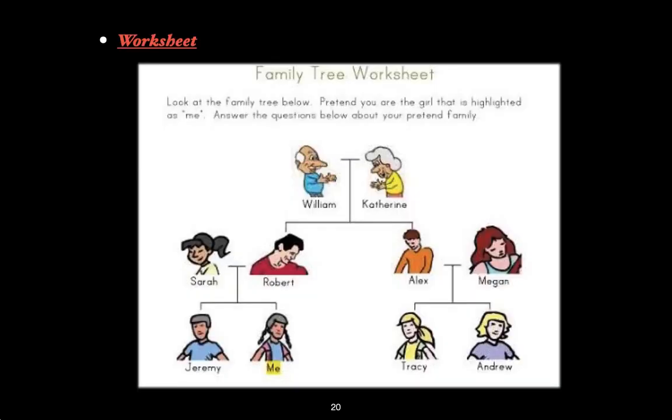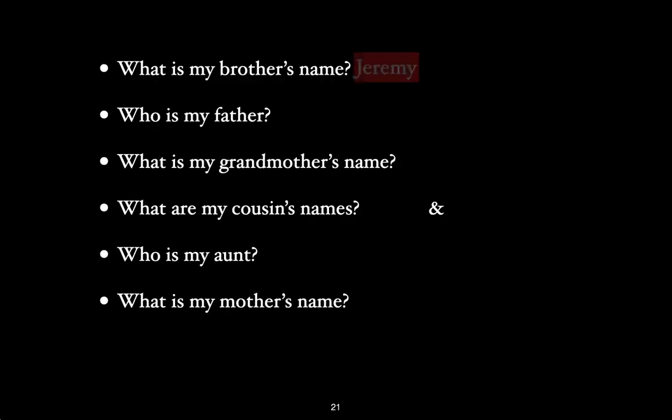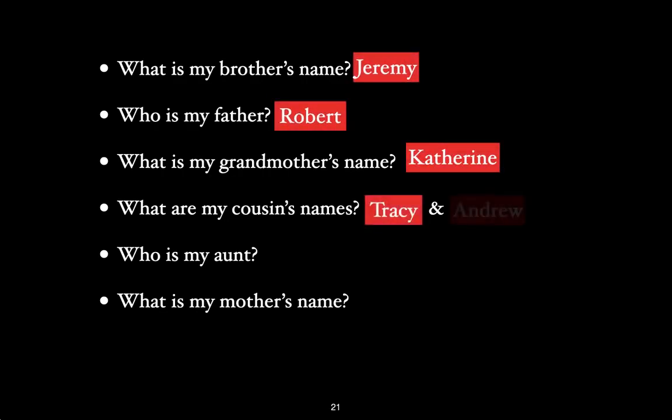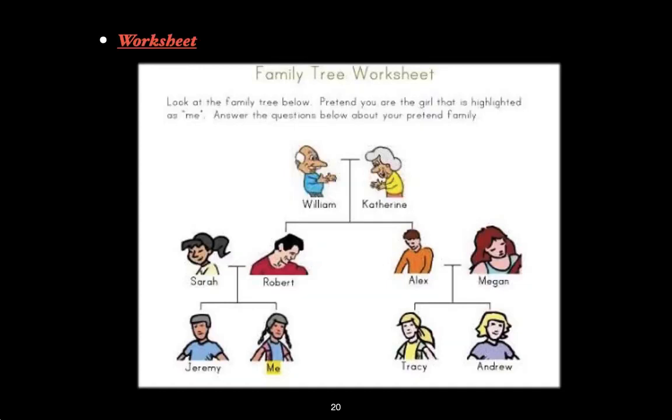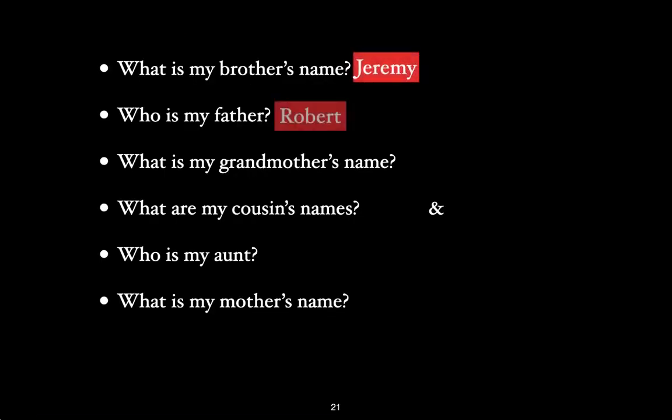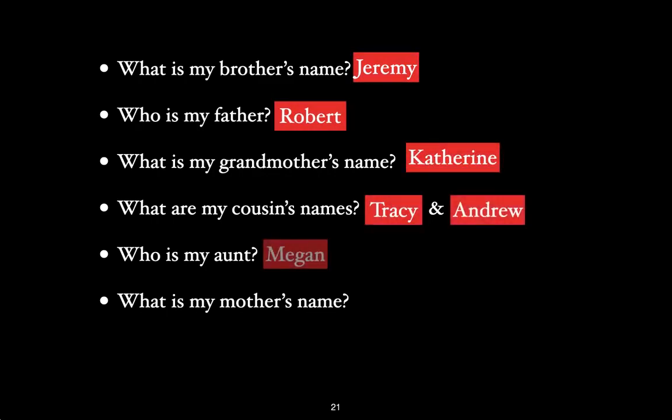Next, what are my cousins' name? Okay, who are cousins? The sons and daughters of your uncle and aunt are known as cousins. So here, who is your uncle and aunt? Alex and Megan are your uncle and aunt, and their sons and daughter would be, yes, Tracy and Andrew. Good children. Okay, now who is my aunt? Yes, we just found out. Megan is our aunt. What is my mother's name? Yes, this one was very easy, isn't it, children? What is it? Sarah. Good, very good. Well done.